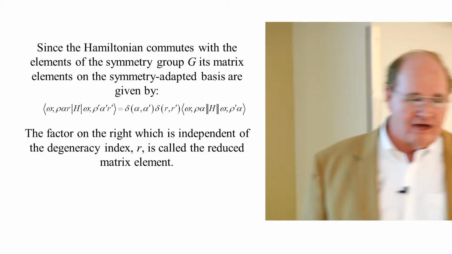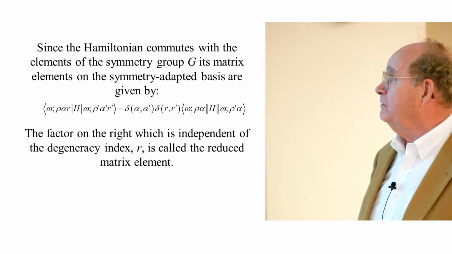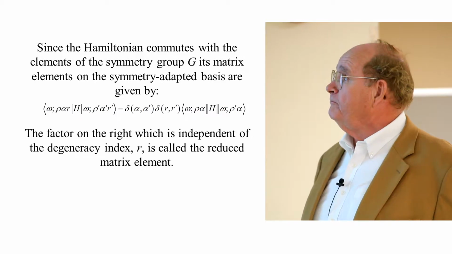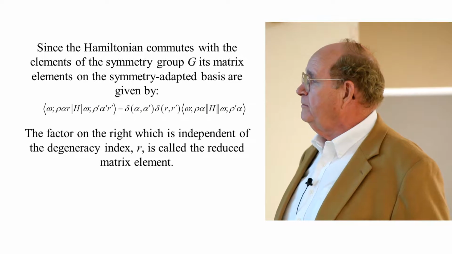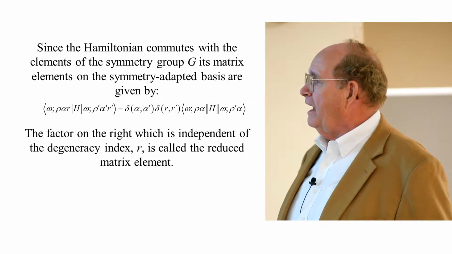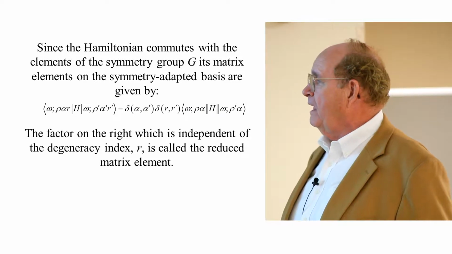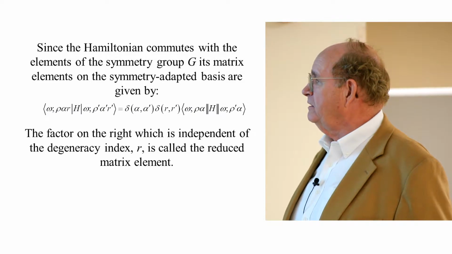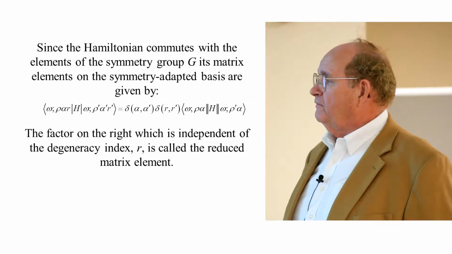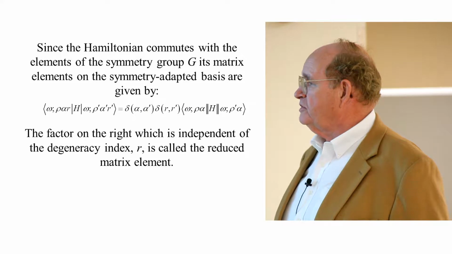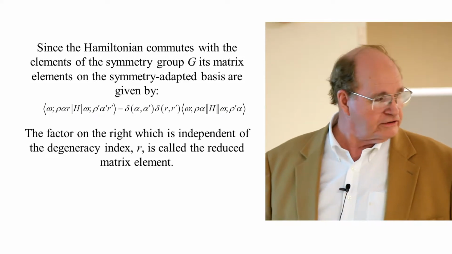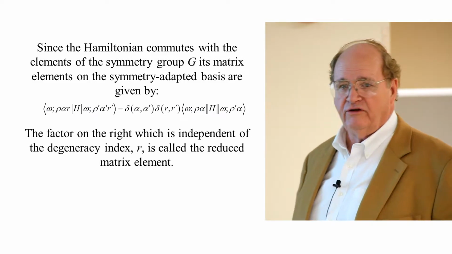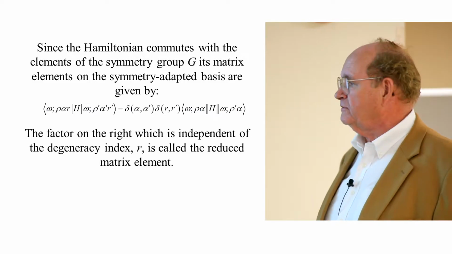Well, since the Hamiltonian commutes with the group, it's going to commute with the elements of the algebra as well. And it turns out that its matrix elements are going to be diagonal over the alpha and the R indices, and they're going to be independent of the R index. The factor on the right, which is independent of the degeneracy index, is called the reduced matrix element because it's a smaller matrix and it's reduced. Makes it easier for us to get eigenvalues and eigenvectors.